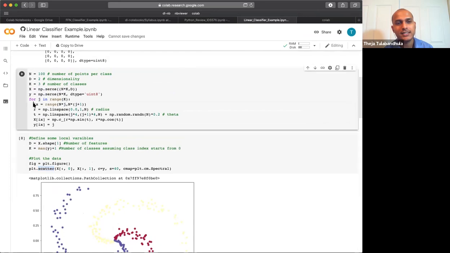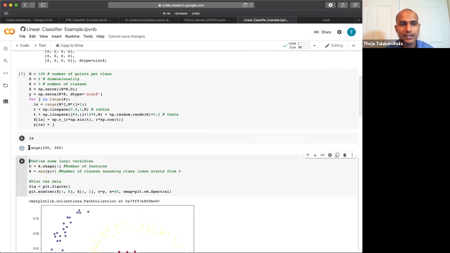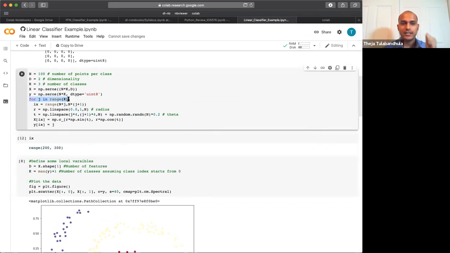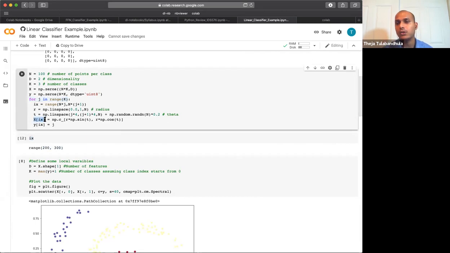Okay. So I skipped over this. Just think of ix as a bunch of numbers, indices. Let me actually print ix. It's a range between 200 and 300 for the third class. So this is a for loop over 3 classes. Saying for j is equal to 1, do something. For j is equal to 2, do something. Actually, for j is equal to 0, also do something. Okay, 0, 1, and 2. Now, this ix for the last option, when j is equal to 2, is range 200, 300. What it's doing is just selecting those rows of your matrix. It's just selecting those rows.